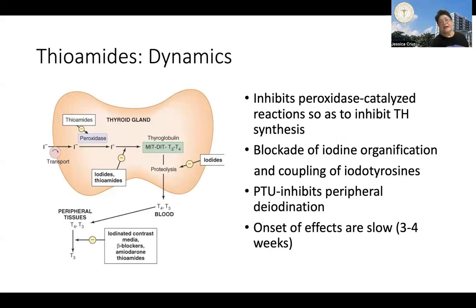As I mentioned kanina, they can inhibit the peroxidase catalyzed reactions, and so they inhibit thyroid hormone synthesis. They can also block iodine organification and coupling, or incorporation of iodine into your combination of your iodothyrosines to produce your T3 or T4. Now, additionally, your propylthiouracil will also inhibit the conversion of T4 to T3 because it can inhibit peripheral deiodination.